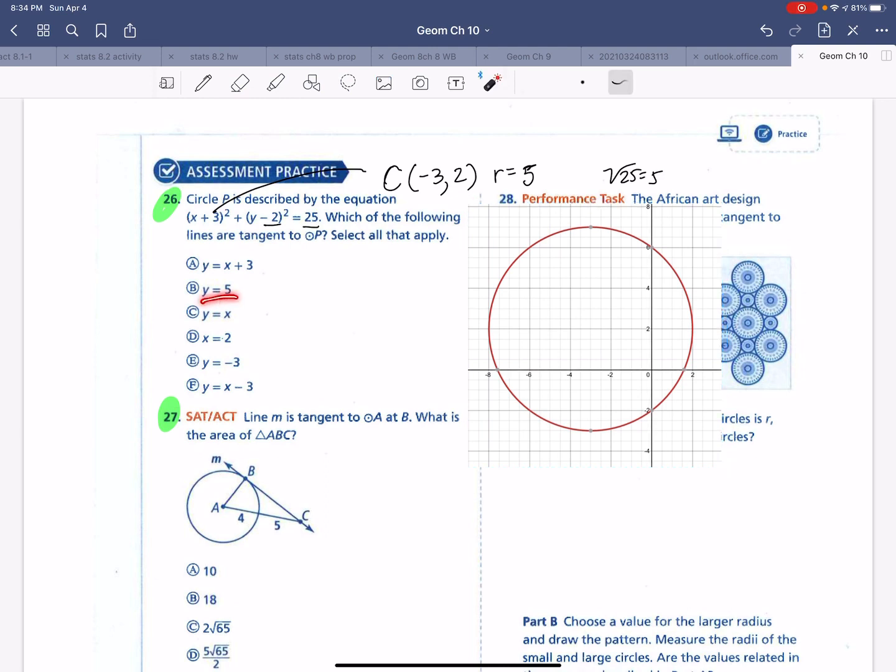So it's like, well, y equals 5. It's way over here. That's not going to touch it. So that doesn't make sense. Y equals x. Y equals x is this line. That's not a tangent. So we're not going to do that one. Y equals 2. That would be this one, right? Y equals 2. That's not tangent.